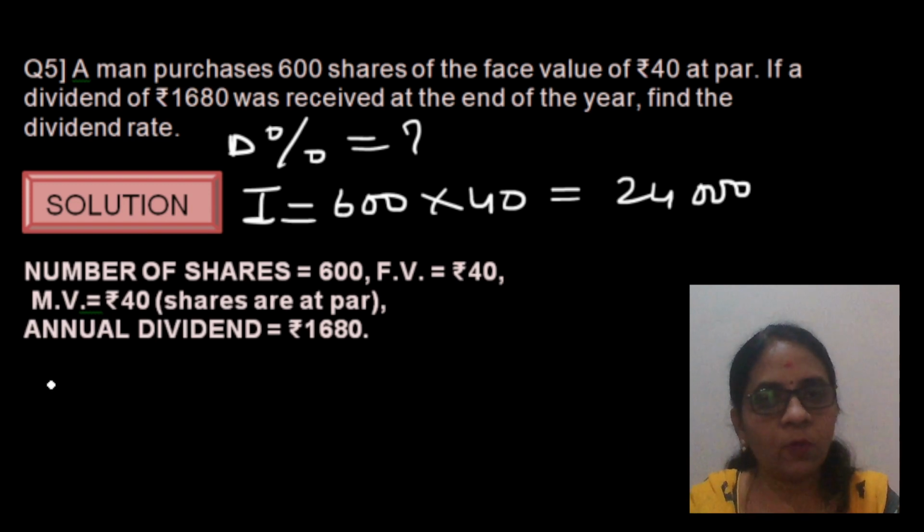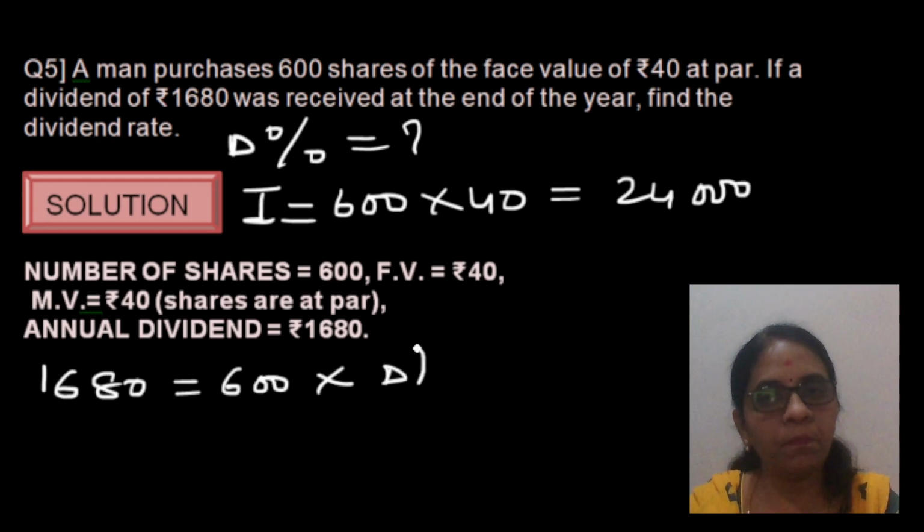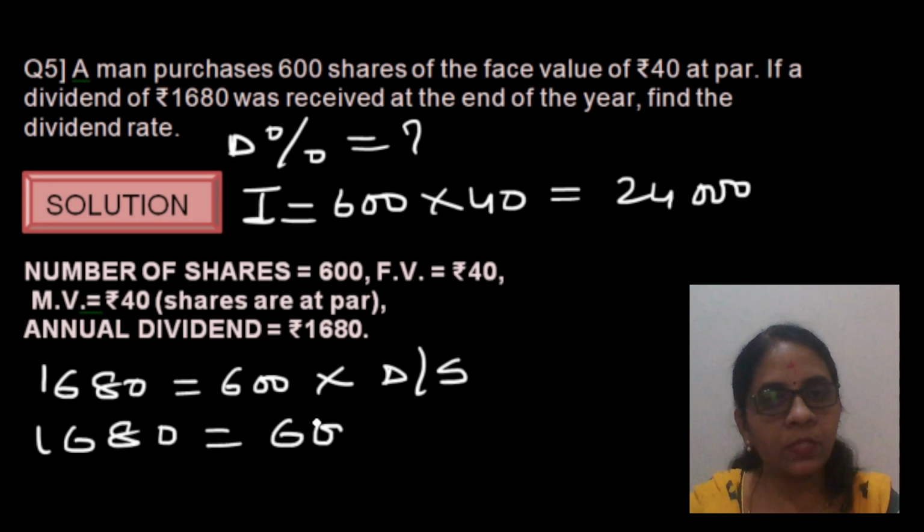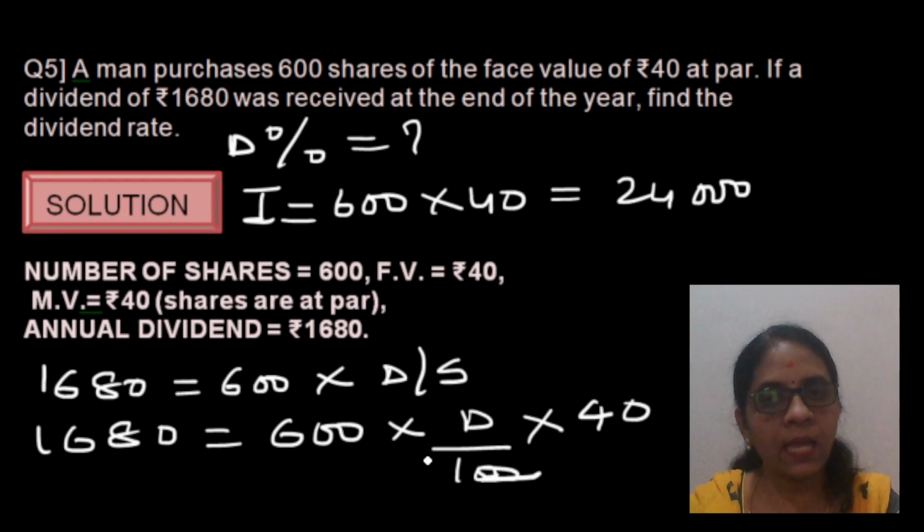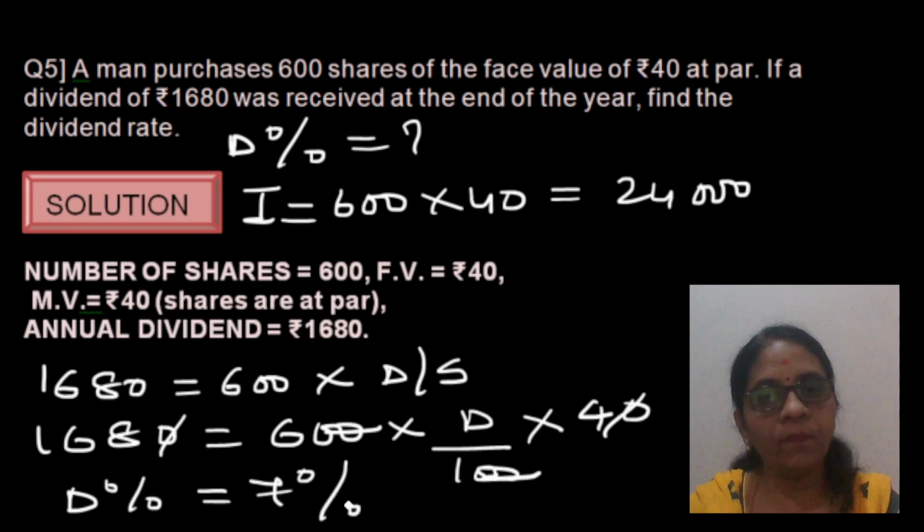Now, let's do the sum. What is the formula for annual dividend or annual income? Annual dividend or annual income is equal to the number of shares 600 into D per share. So what is this D per share now? That is equal to D by 100 into face value, which is 40. So if we cancel the 0s, we have 168 by 24, which is 7, since 24 into 7 is 168. So D percent is equal to 7%.